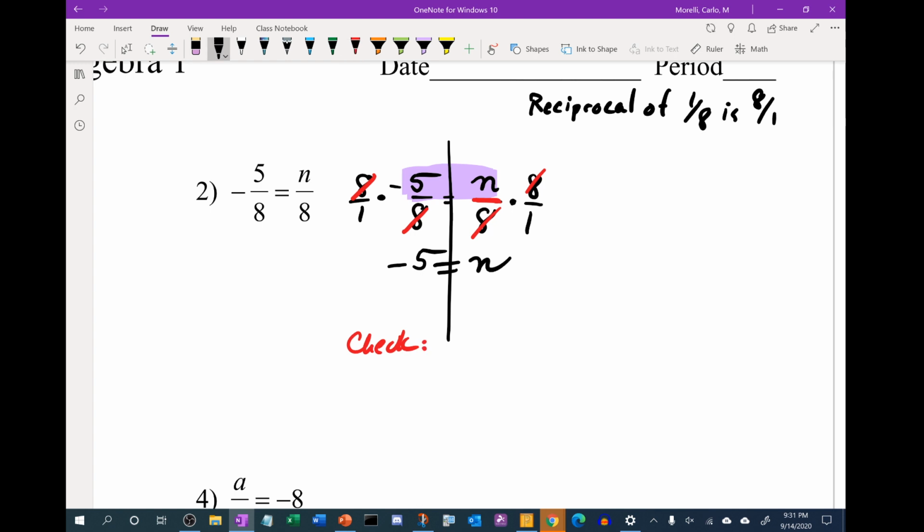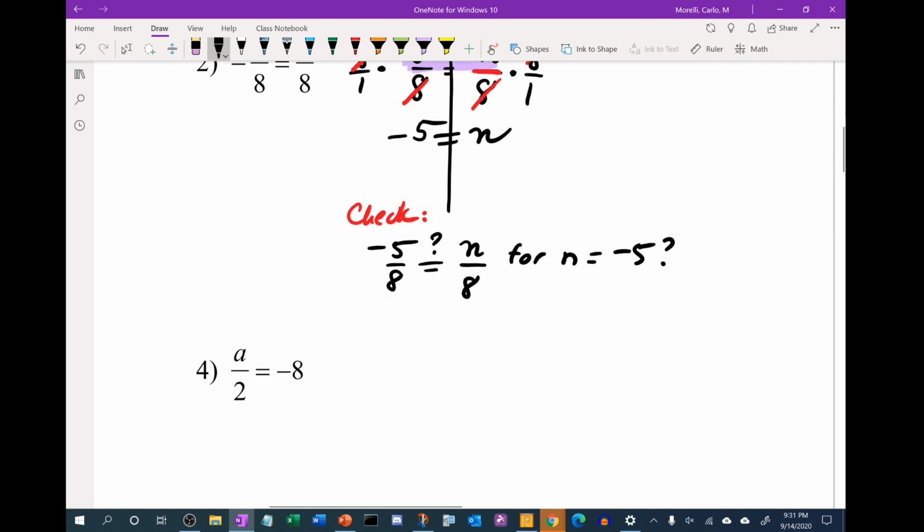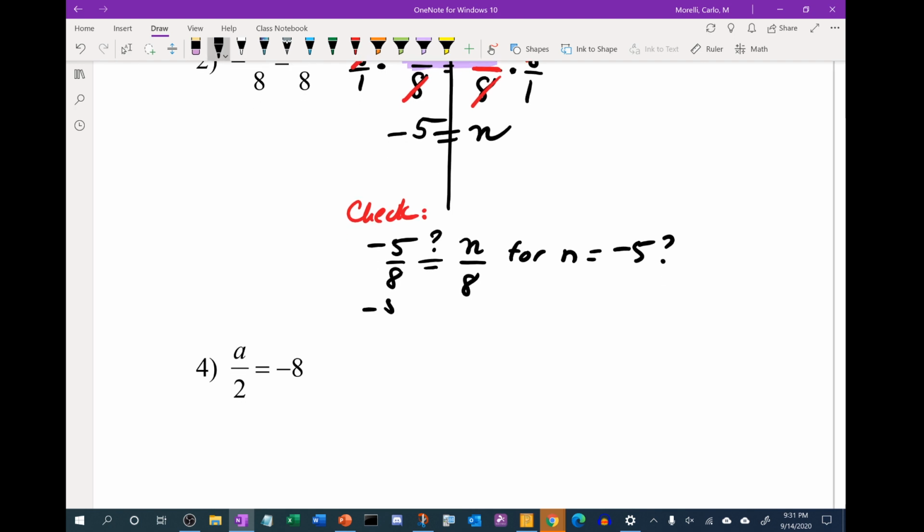Remember, we're going to ask a question here. And the question is, does negative 5 over 8 equal n over 8 for n equals negative 5? Does it? Well, let's substitute it in and find out. So I see I've got negative 5 over 8 on the left side. And then I'm going to substitute the negative 5 for the n. Negative 5 over 8. And the justification here, this is substitution.